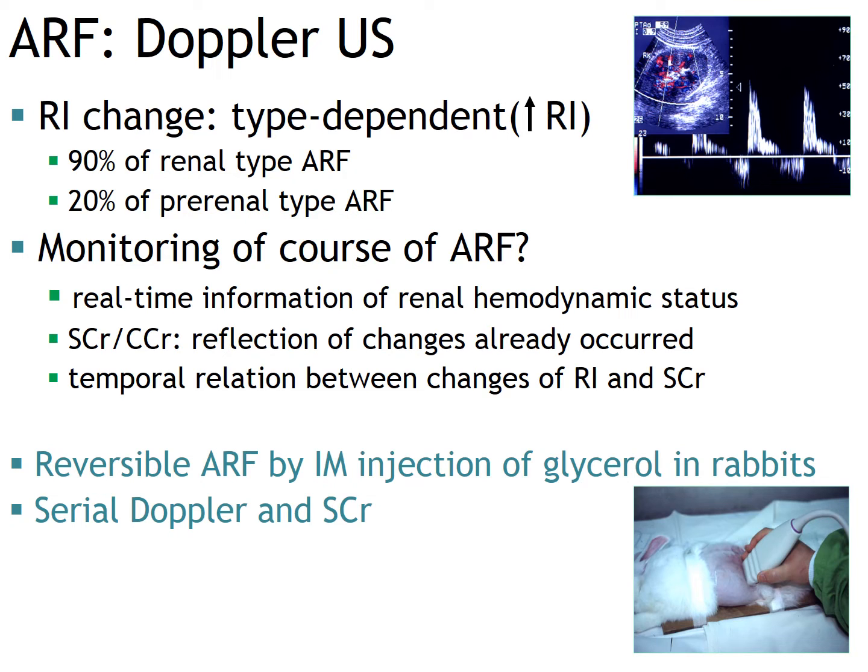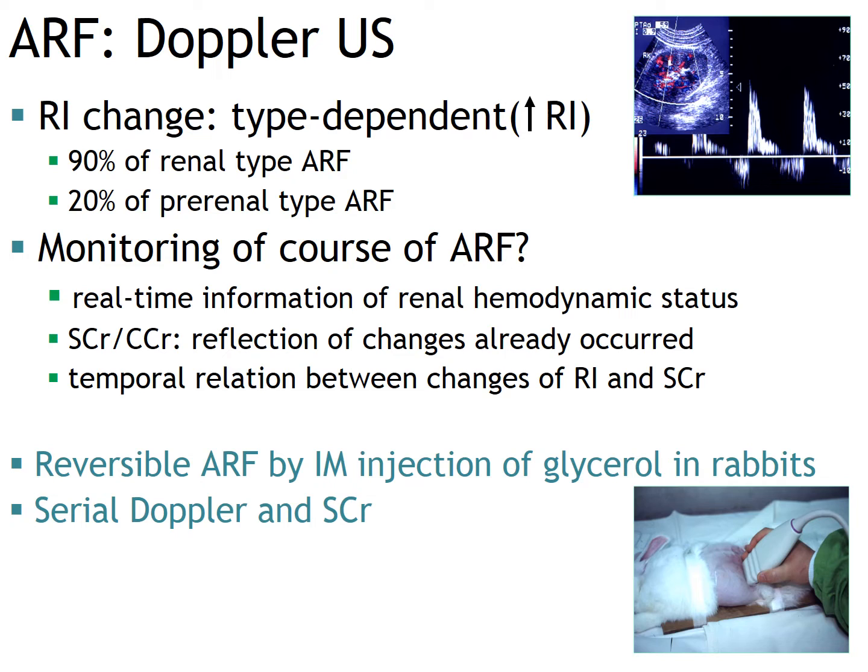We may think that spectral Doppler ultrasound will be useful in monitoring the course of acute renal failure because spectral Doppler ultrasound findings reflect real-time information of renal hemodynamic status, while serum creatinine or creatinine clearance reflects the changes already occurred in the kidney, so we may expect a time gap between changes of resistive index and changes of serum creatinine.